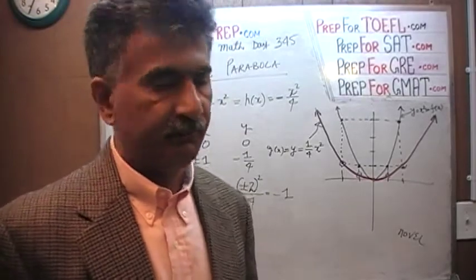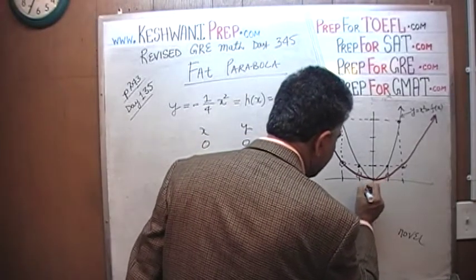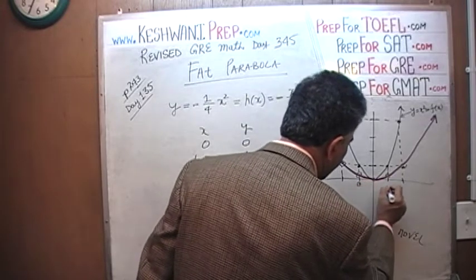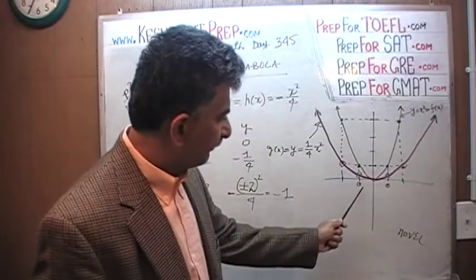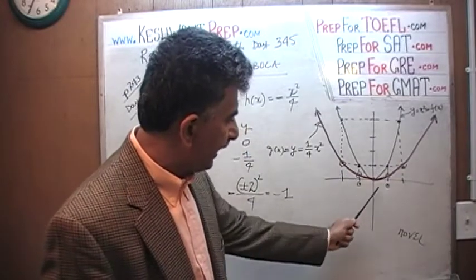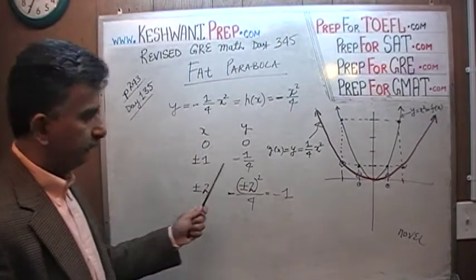We just flipped it. So when x is 0, y is 0. When x is 1, y is negative 1/4. And when x is negative 1, y is also negative 1/4. Y is equal to negative 1/4 when x is positive 1 or negative 1.